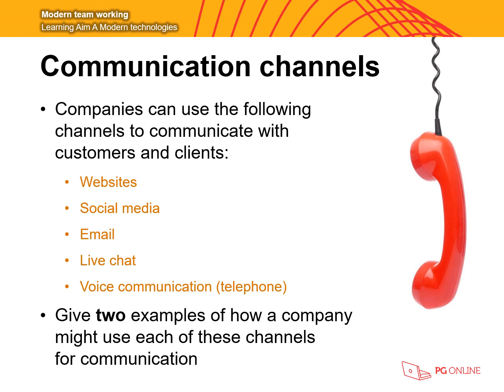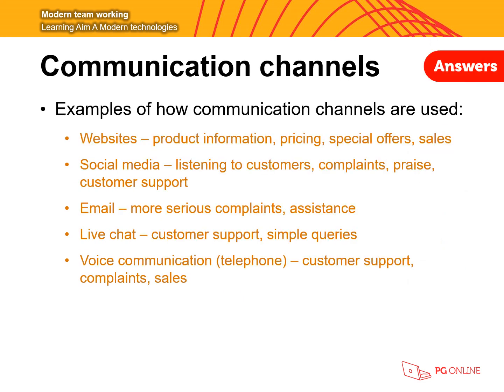Which examples could you think that a company could use for each of these communication channels? There are many different ways that communication channels can be used. For example, with websites, you may use these to tell customers about product information, whether that's a product needing to be recalled because it could cause harm to their health. You may also talk about pricing or special offers that your company are offering on your website to allow a large audience to see them.